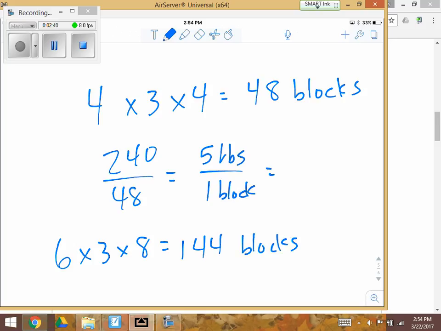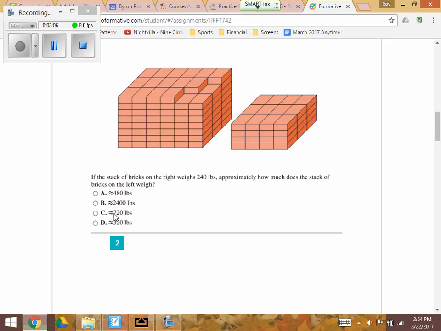So if I got 144 blocks, about how much would that weigh? Well, I got to do 144 times 5 because right here it's 1 block, 5 pounds. So if I do 5 times 144, I'll get my answer. And that's about 720 pounds. Now remember, we had 3 missing, so I'm looking for about 720, and right here it actually says about 720 pounds. So C is going to be my best choice here.